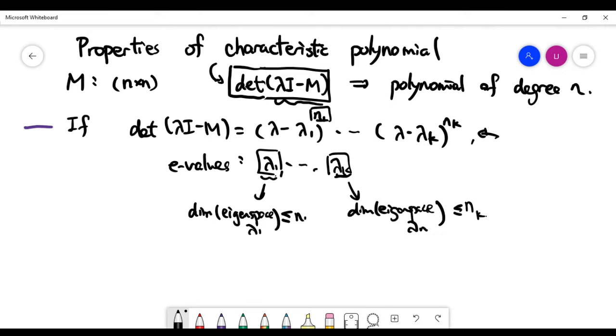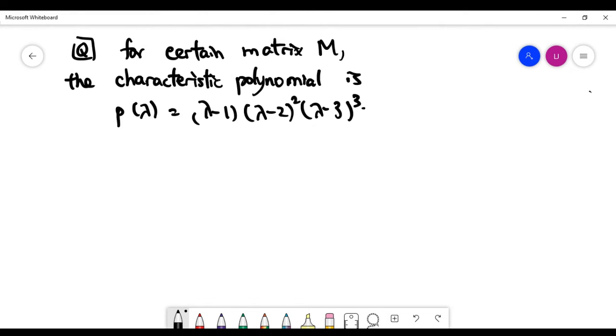And let's look at a simple example now. So please look at my current problem. I'm not giving you the matrix M. I'm just giving you the fact that the characteristic polynomial of this matrix is going to be something like this. And can you tell me some information about the matrix M? For example, can you tell me the size of M?